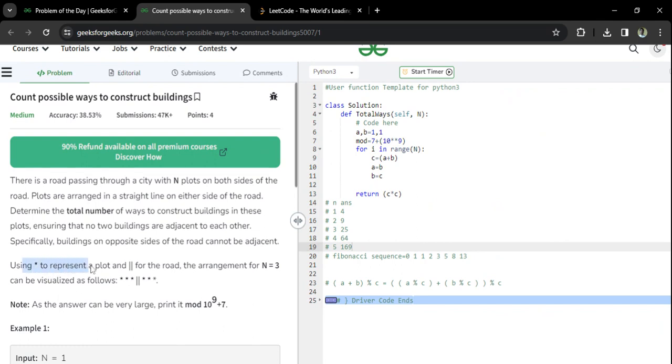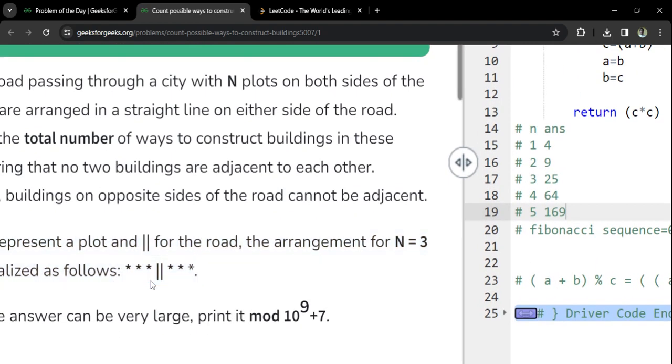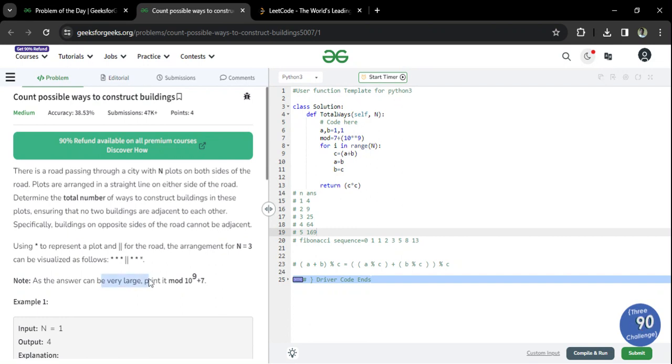So using stars to represent the plots and the parallel line to represent the road, the arrangement for n equal to 3 can be visualized like this. This is how it should be for n equal to 3. The answer can be very large, so print it modulo 10 power 9 plus 7.